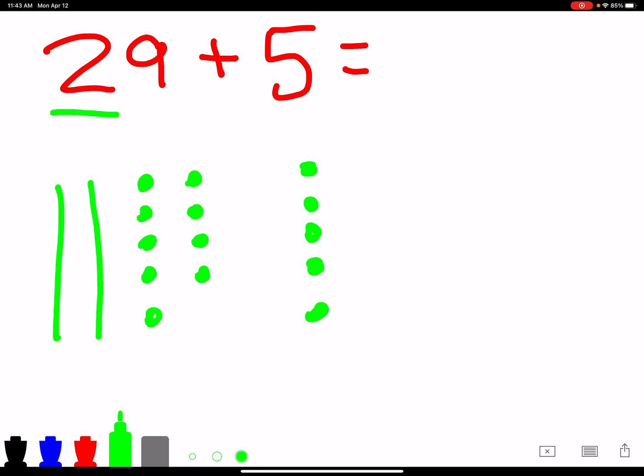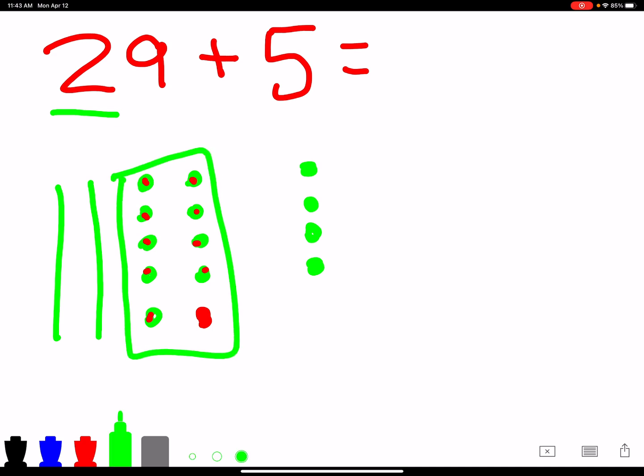But I want to combine my ones to make a 10. So how many ones would I need to make a 10? We'll just need 1 to make a 10, because we have 1, 2, 3, 4, 5, 6, 7, 8, 9, 10. And since I used one of the 5, I'm going to take away that 1. And then I'm going to bunch these together to make a 10. So now in our tens place we have 10, 20, 30. So we have 3 in our tens place. And how many is left over? We have 1, 2, 3, 4. So in our problem, we have 34.